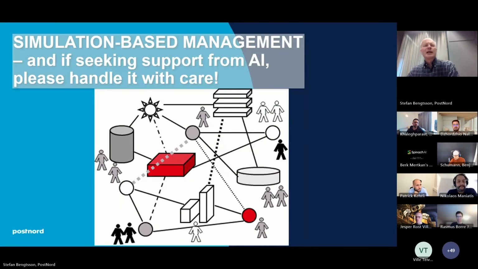There we go. So the title of my presentation is Simulation-Based Management, and if seeking support from AI, please handle this with care. I usually claim that simulation, or rather modeling and simulation, is by far the most important competence when you struggle with system-related problems. And when I say system-related problems, that can be a more operational system down on a factory floor or down in a hospital emergency ward or whatever.